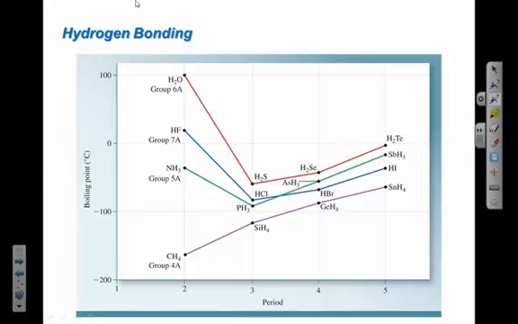Right, so what we're saying here is, as I go from period 1 to period 2 to period 3 to period 4, down the periodic table, the boiling point's going up. So I can just take this first purple line. That's group 4A. That's carbon, silicon, germanium, tin. As I go from the top to the bottom, the boiling point goes up.